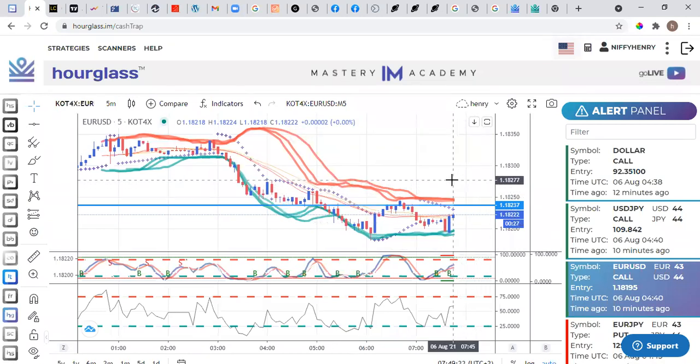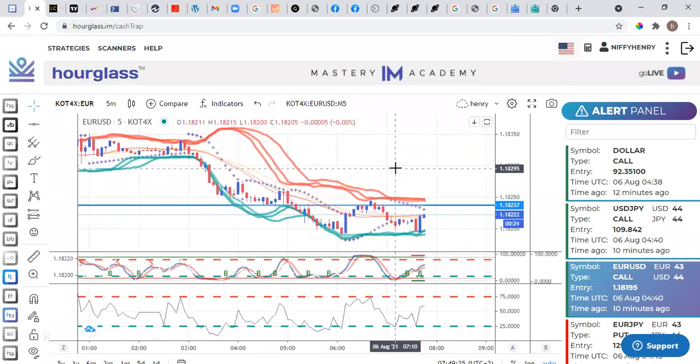237 is a good area for a sell for Euro USD. 237 or above is a good area for a sell.